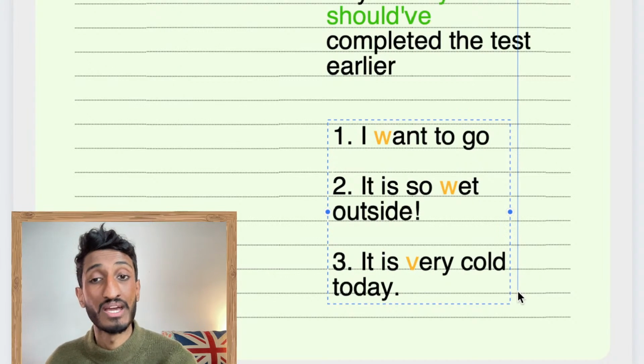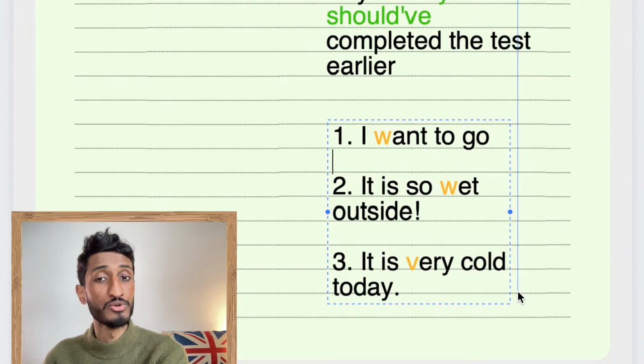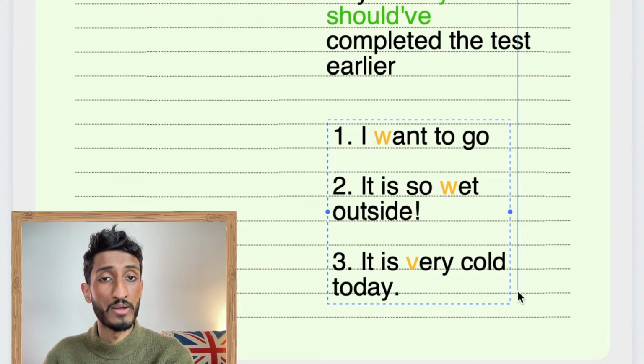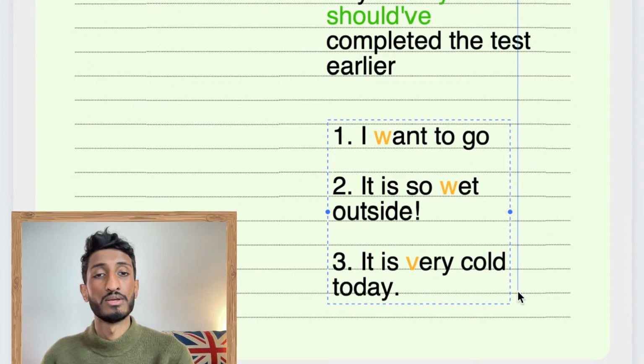So in the Indian accent, it would be "I vant", which is V. But to avoid the V, we do the W. I want to go.